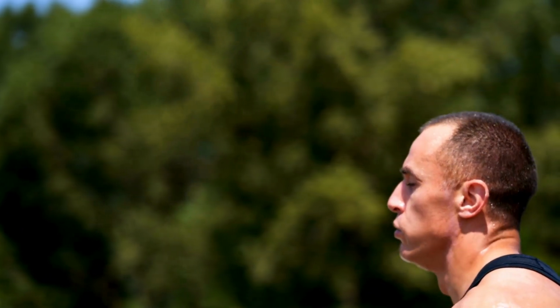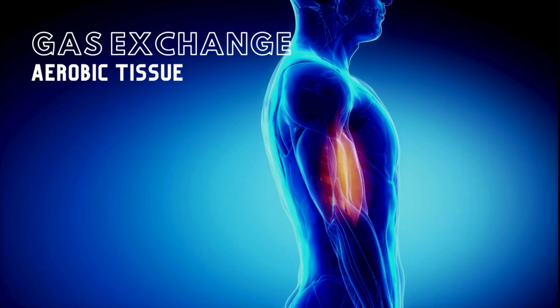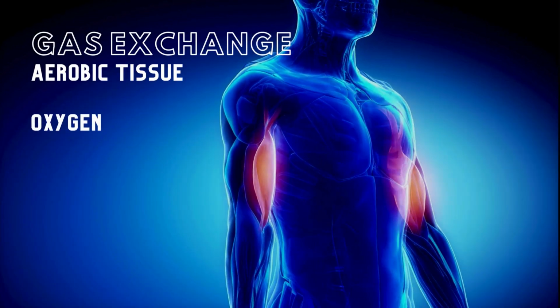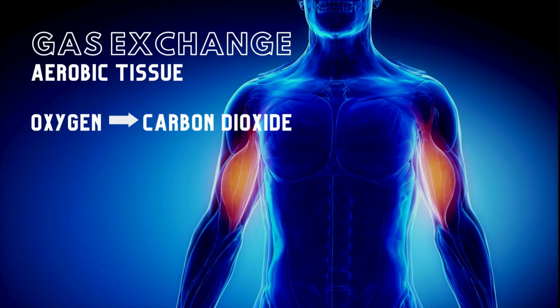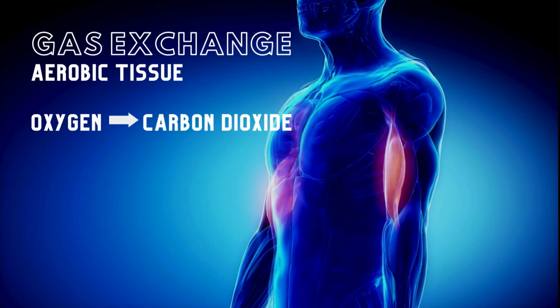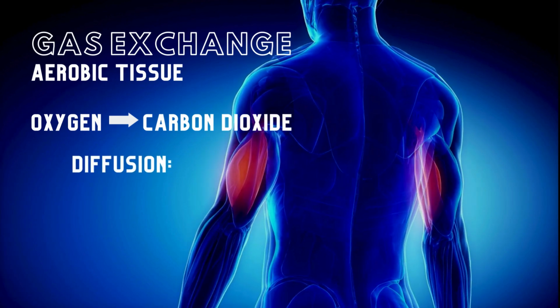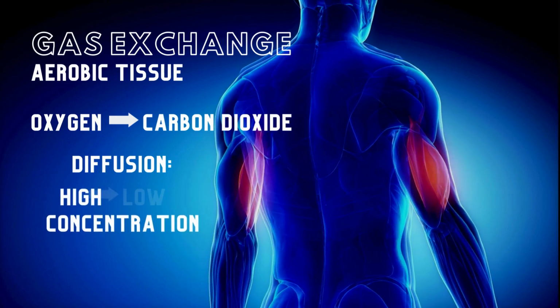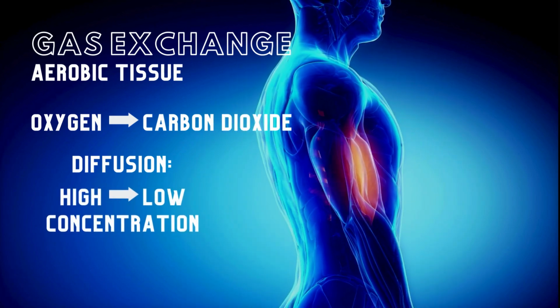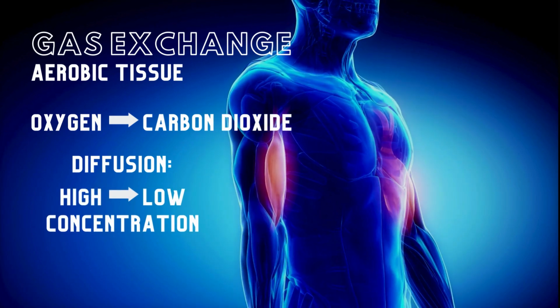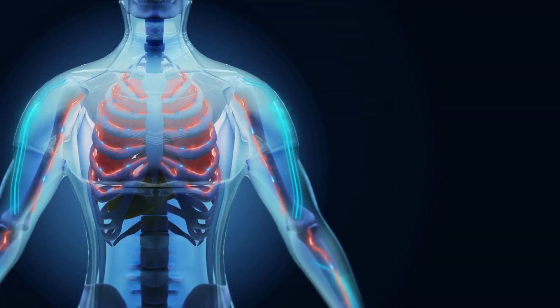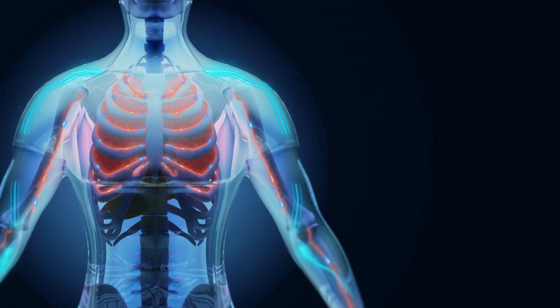So, how does gas exchange work throughout the body, and specifically in the alveoli? Here are a couple principles to keep in mind. 1. Aerobic tissue metabolism requires oxygen and produces carbon dioxide. And 2. The movement of oxygen and carbon dioxide is accomplished by diffusion. These gases diffuse down their concentration gradient, from high to low, be it within the lungs or within the peripheral tissues. Now, let's take a closer look at how oxygen and carbon dioxide move throughout the body.